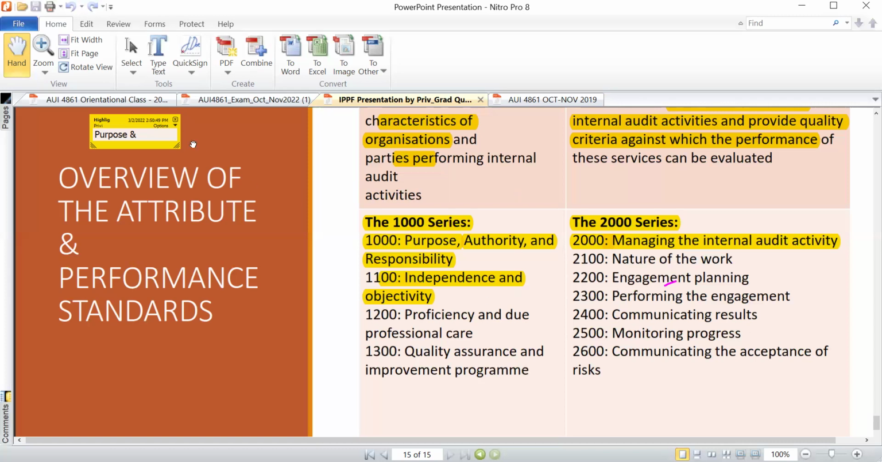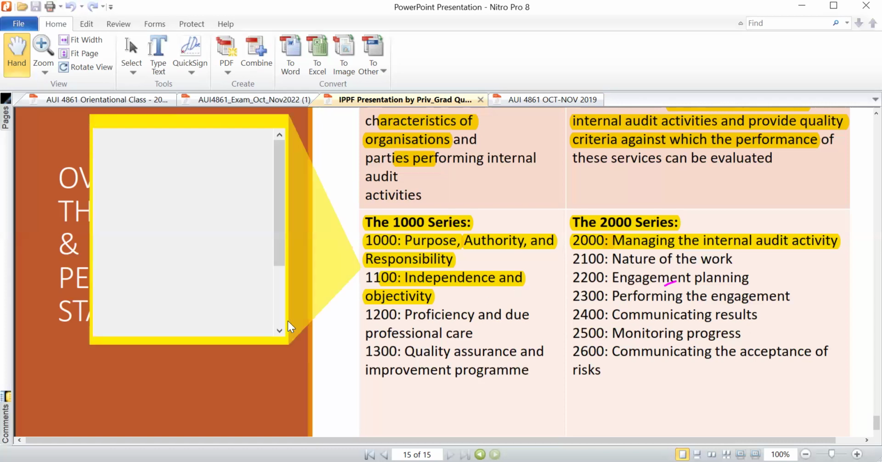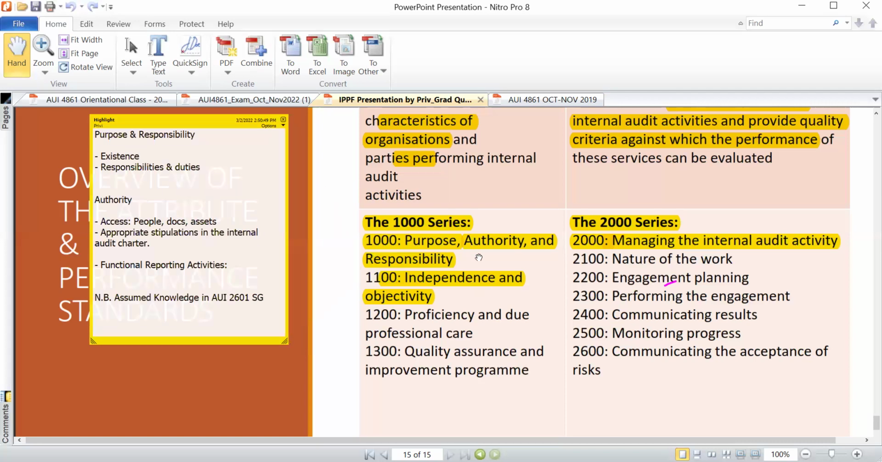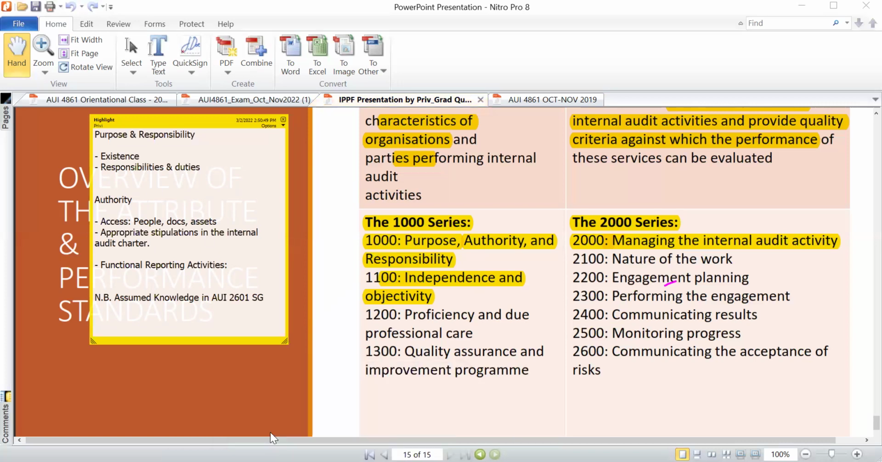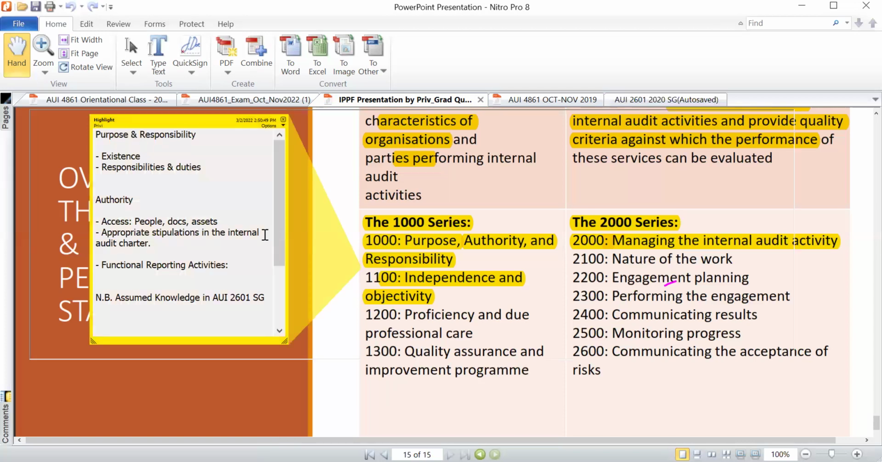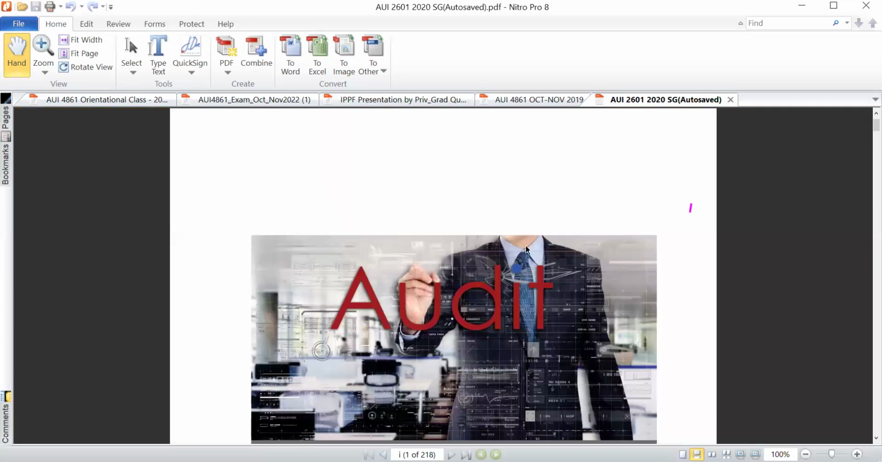Now, to describe some of these standards, because I know most of this we already dealt with in some detail at undergrad, but I think it can be helpful to revise a bit of it from the actual standards themselves. So I would refer you to the AUI 2601 study guide, which I'm about to present to you shortly, to describe the IPPF standards, right?